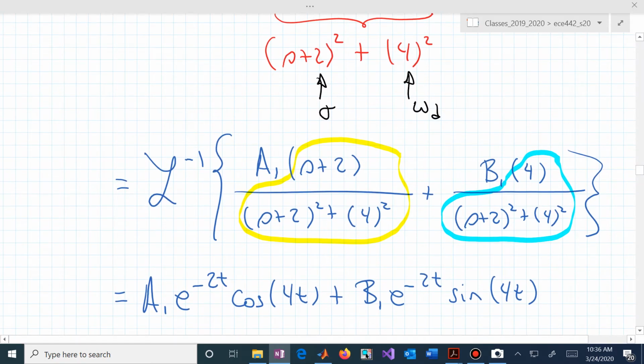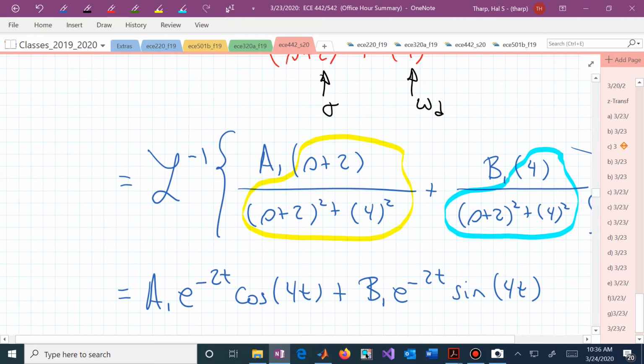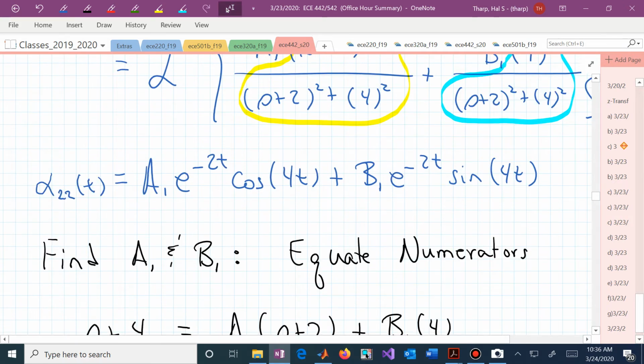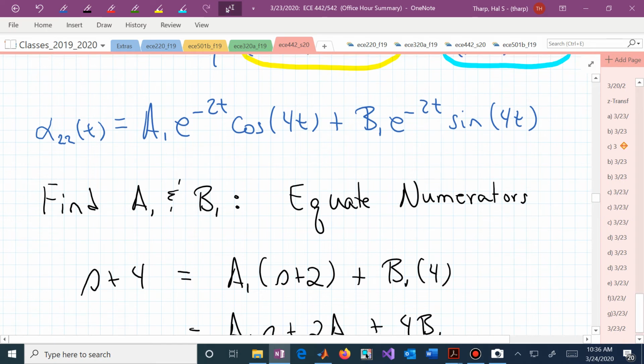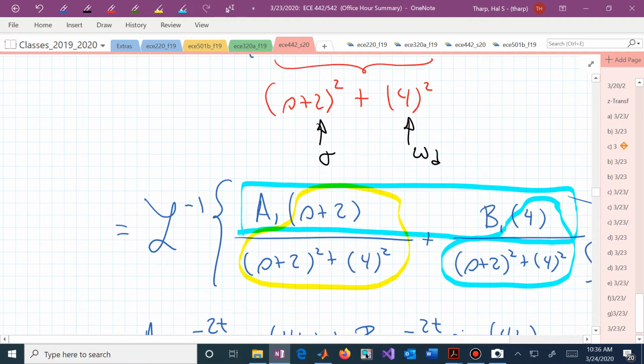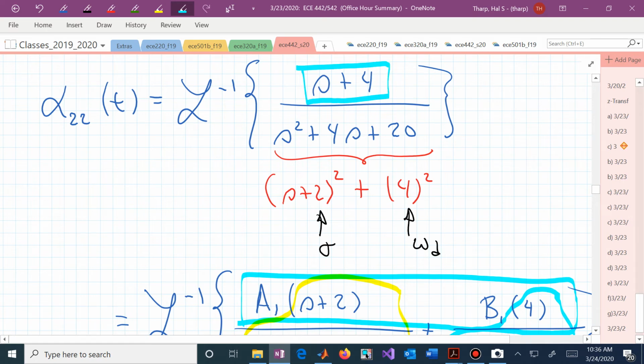If we didn't have to find those or evaluate for a1 and b1, we could simply write down the structure of our entry in the 2-2 entry of that inverse Laplace of (sI minus A) inverse matrix. Remember, this is the alpha sub 2 of t entry. We could find A1 and B1 by equating the numerators. We're trying to make this numerical expression equal that numerical expression.